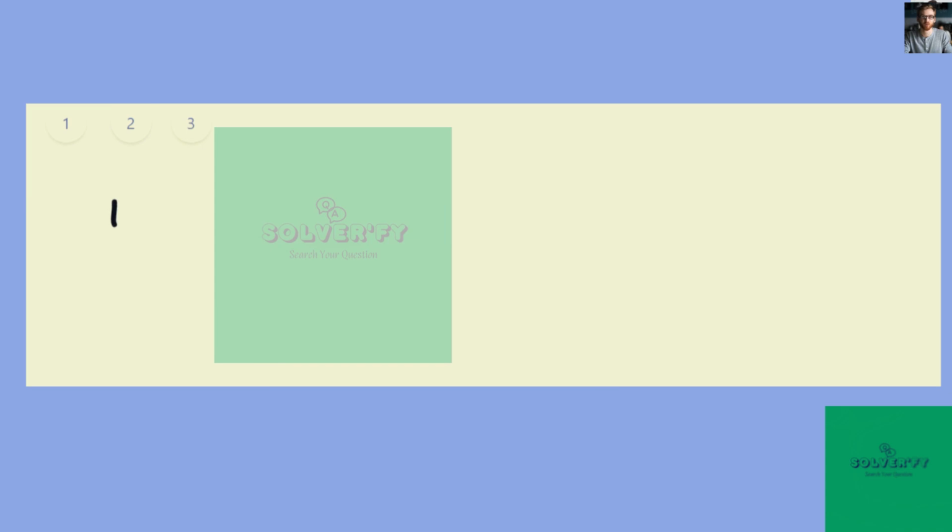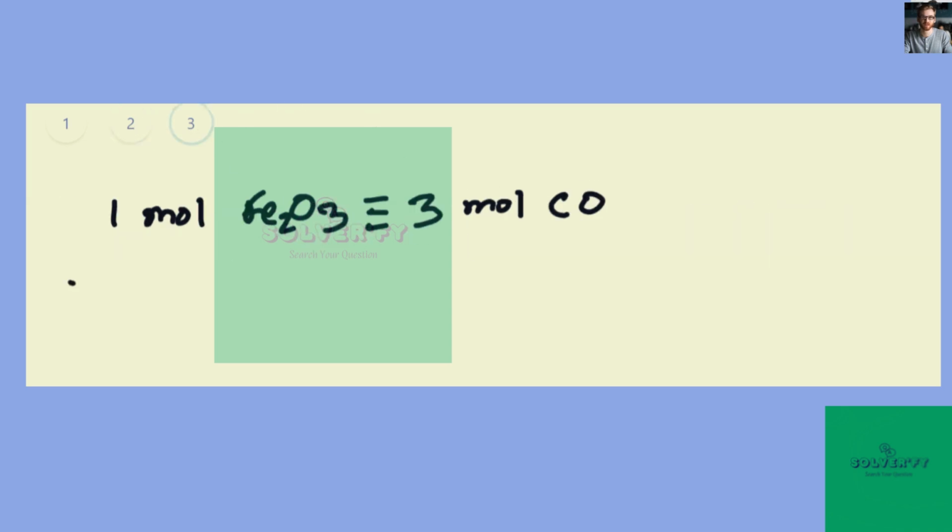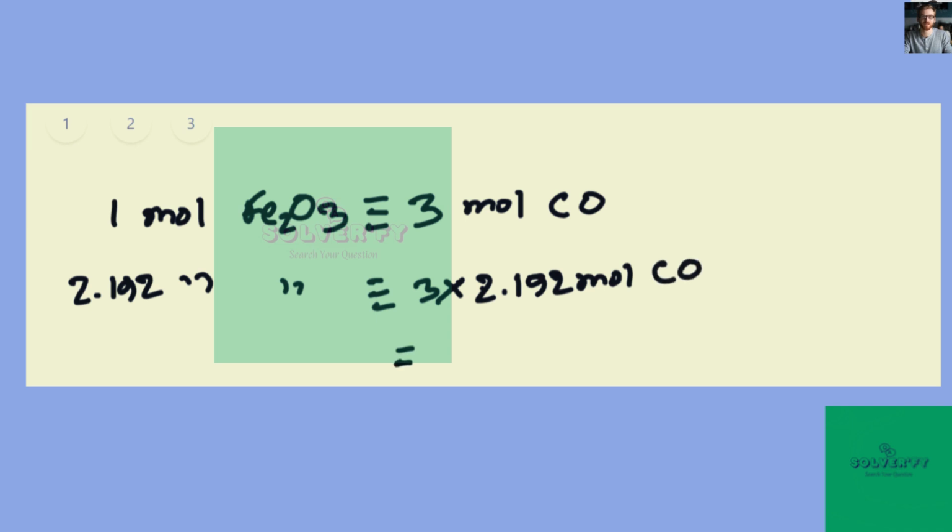It means 1 mole Fe2O3 will react with 3 moles CO. That means this much mole of Fe2O3 will react with 3 times 2.192 mole CO, which is equal to 6.575 mole CO. And if we just multiply this by the molar mass of carbon monoxide, we can find the mass of this much mole of carbon monoxide.